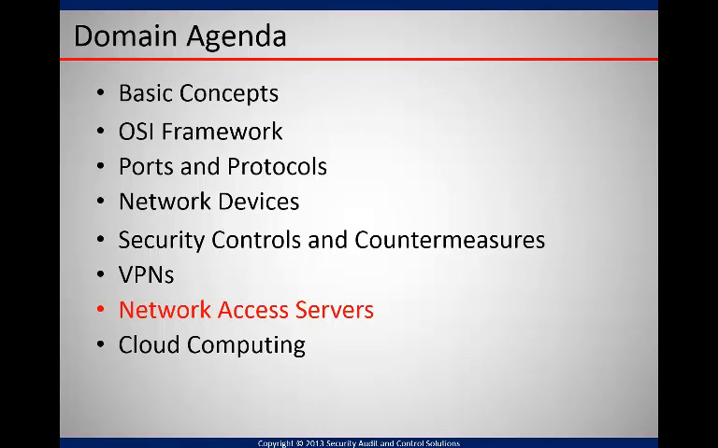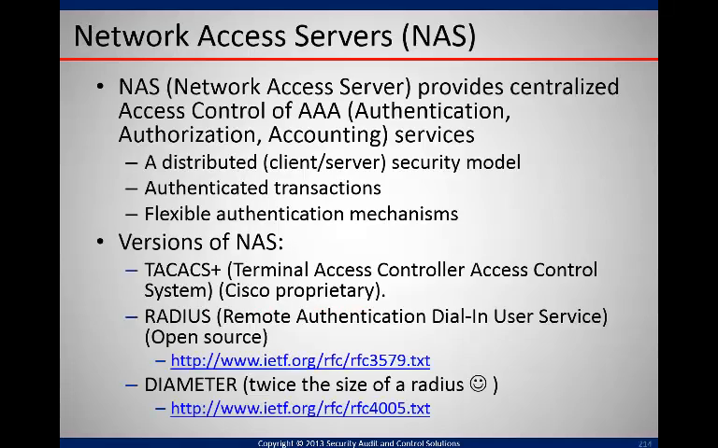Then network access servers, we have looked at this during the access control domain, the previous domain. We have NAS, or network access servers, that provide centralized access control of AAA, which is authentication, authorization, accounting services. A distributed client-server security model, where the authenticated transaction takes place. Also, flexible, interchangeable authentication mechanisms can be used.